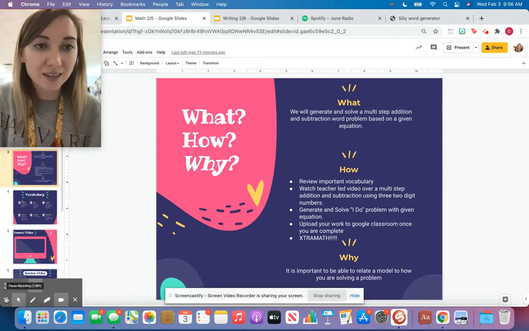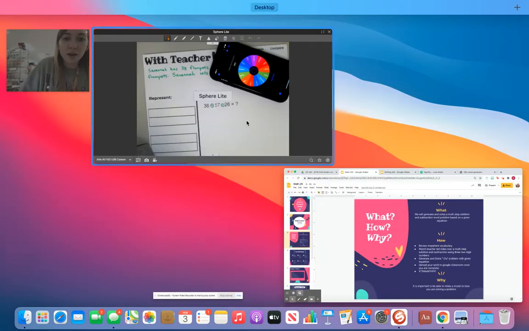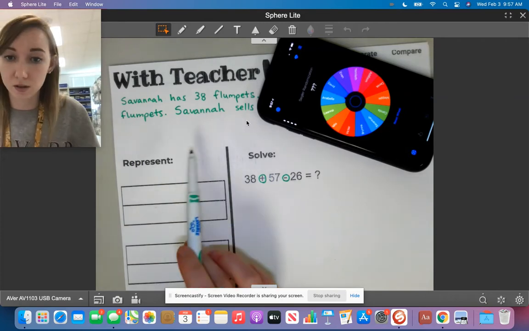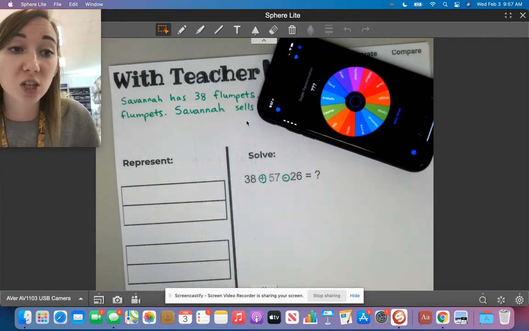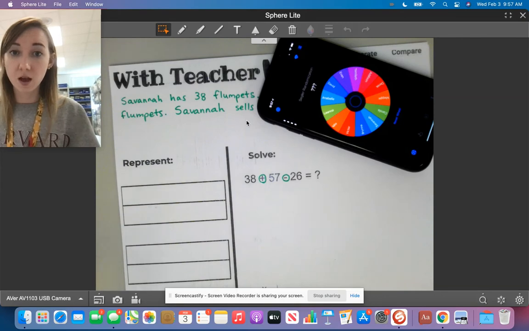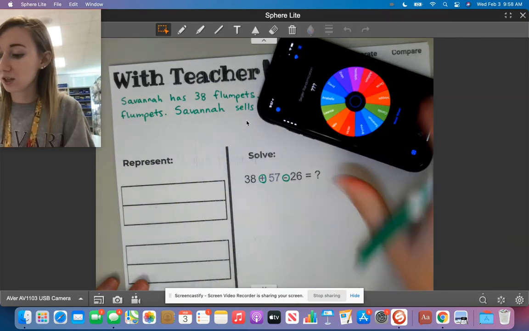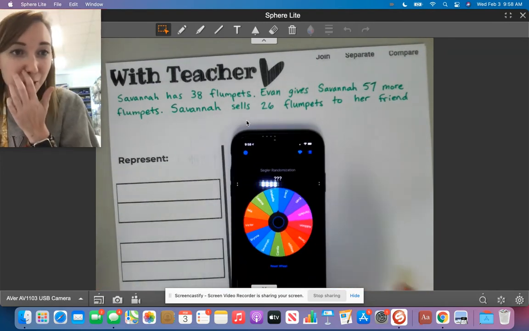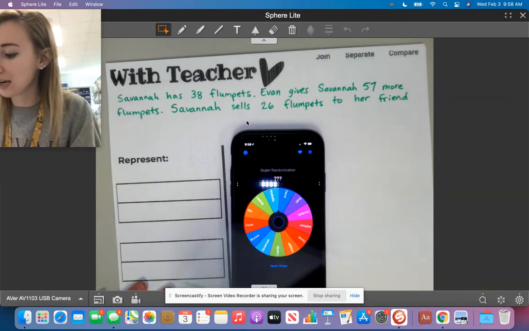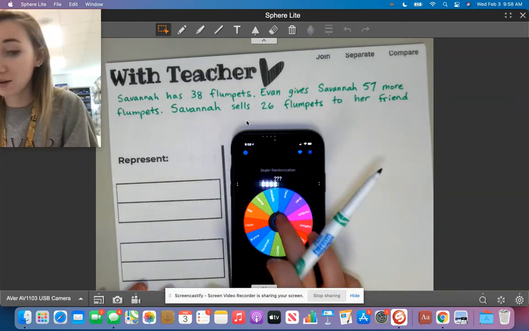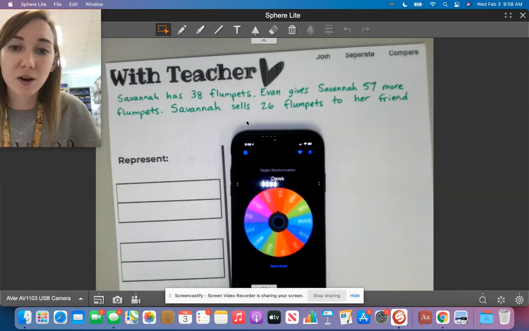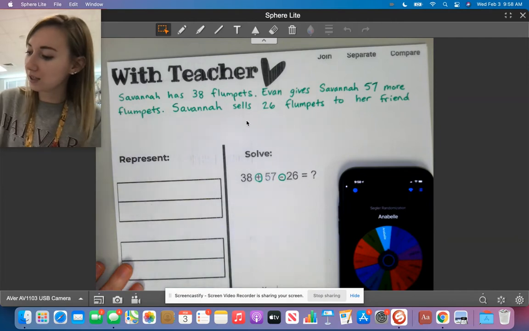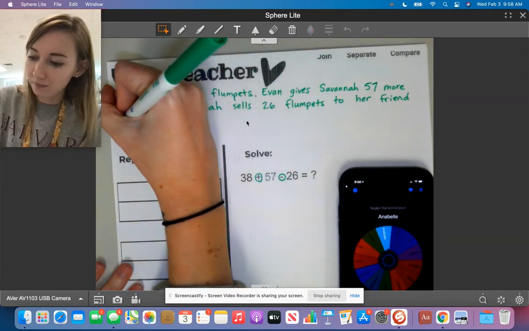Okay, I'm going to pause and write down my next sentence. All right, guys, so I already wrote it, but I decided that Savannah sells some of the flumpets. How many flumpets does she sell? She sells 26. And I wanted to give you guys another character just to include more of my students in my class. So Savannah sells 26 flumpets to her friend. Who's her friend? Drum roll, please. To her friend Annabelle. So Savannah sells 26 flumpets to her friend Annabelle.